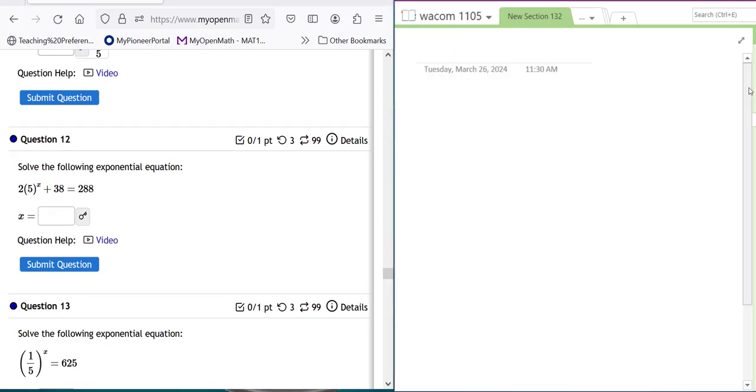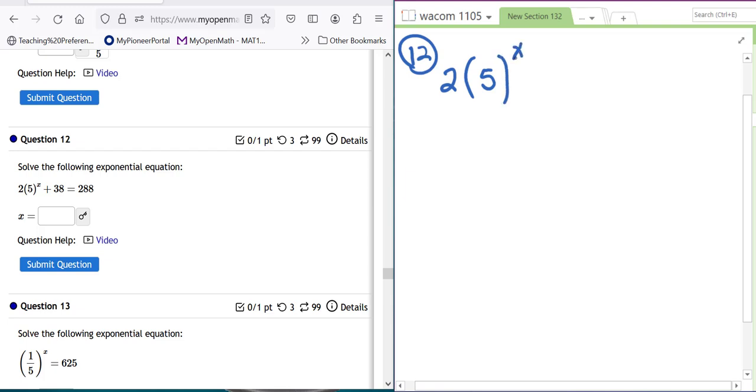All right. Let's try 12. This one looks a bit different. So we have 2 times 5 to the x plus 38 equals 288. Your first job is going to be to isolate that piece that's to the power.